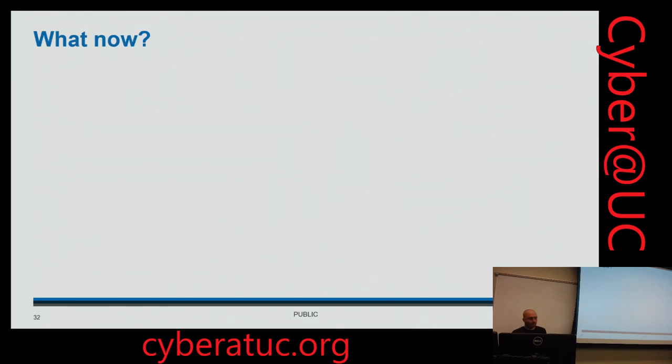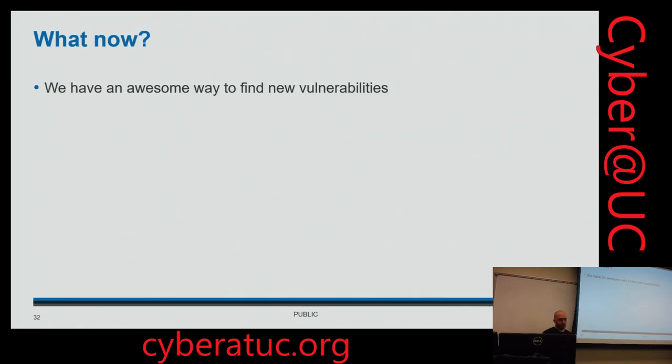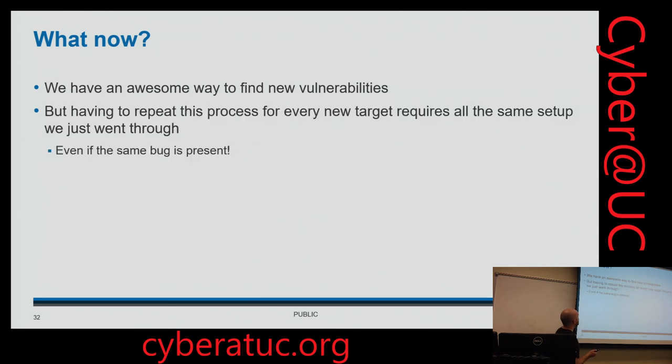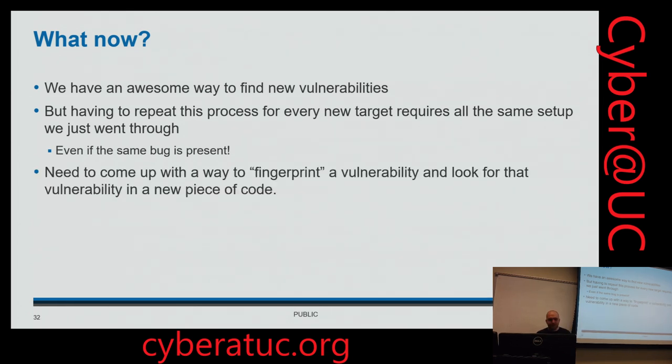So what now? We all have this awesome new tool for finding vulnerabilities. But having to repeat this for every single new target requires the same setup we just went through. Even if it's not that difficult, if you scale this over thousands and thousands of embedded systems, that's going to be a pain. So even if the same exact bug is present, you're going to have to do that same process to verify it. So we need to come up with a new way to fingerprint a vulnerability and look for that vulnerability in a piece of code directly.